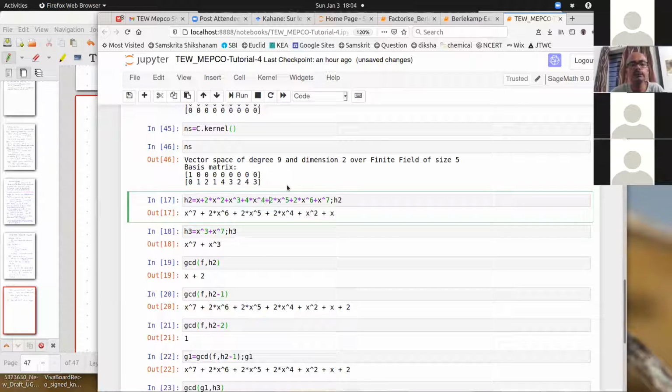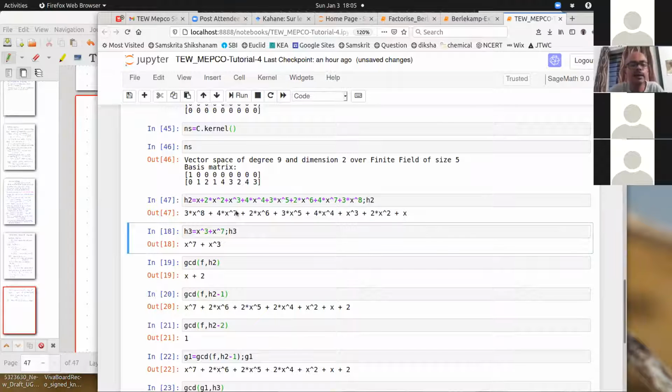x cubed, then 4x to the 4, 3x cubed, 2x to the 6, and 4x to the 7, plus 3x to the 8. Huge. Let's see if we have entered it correctly.